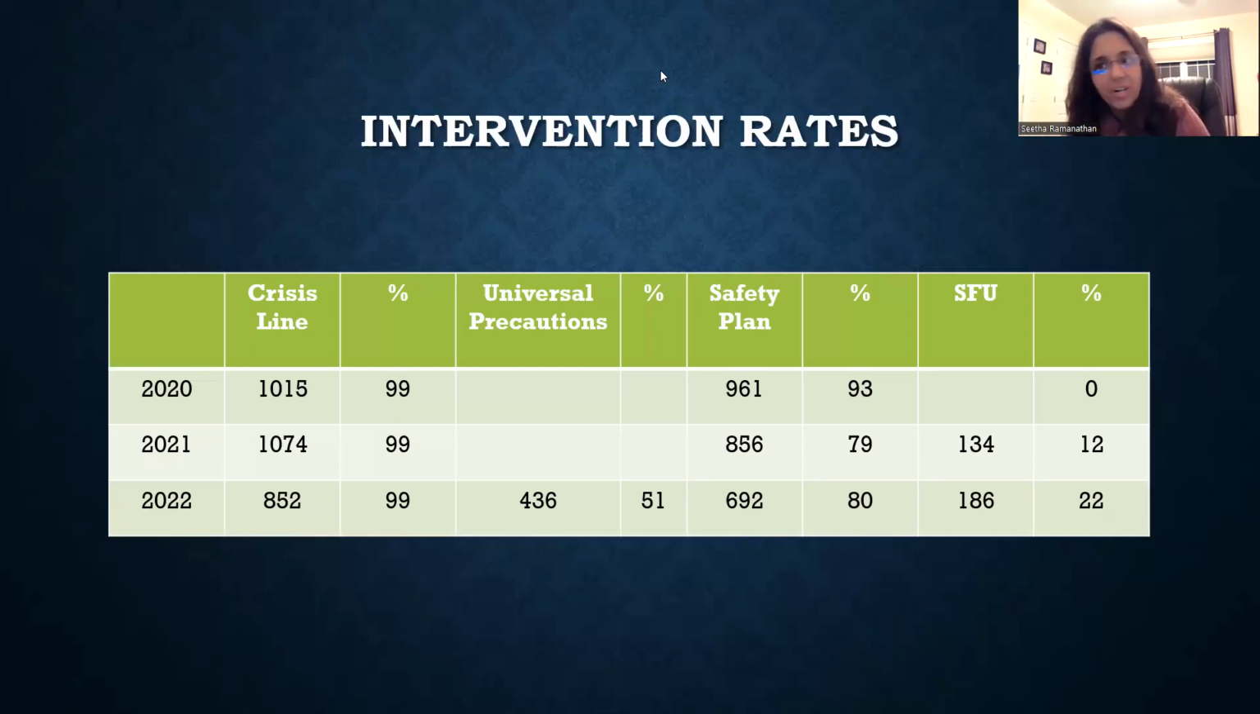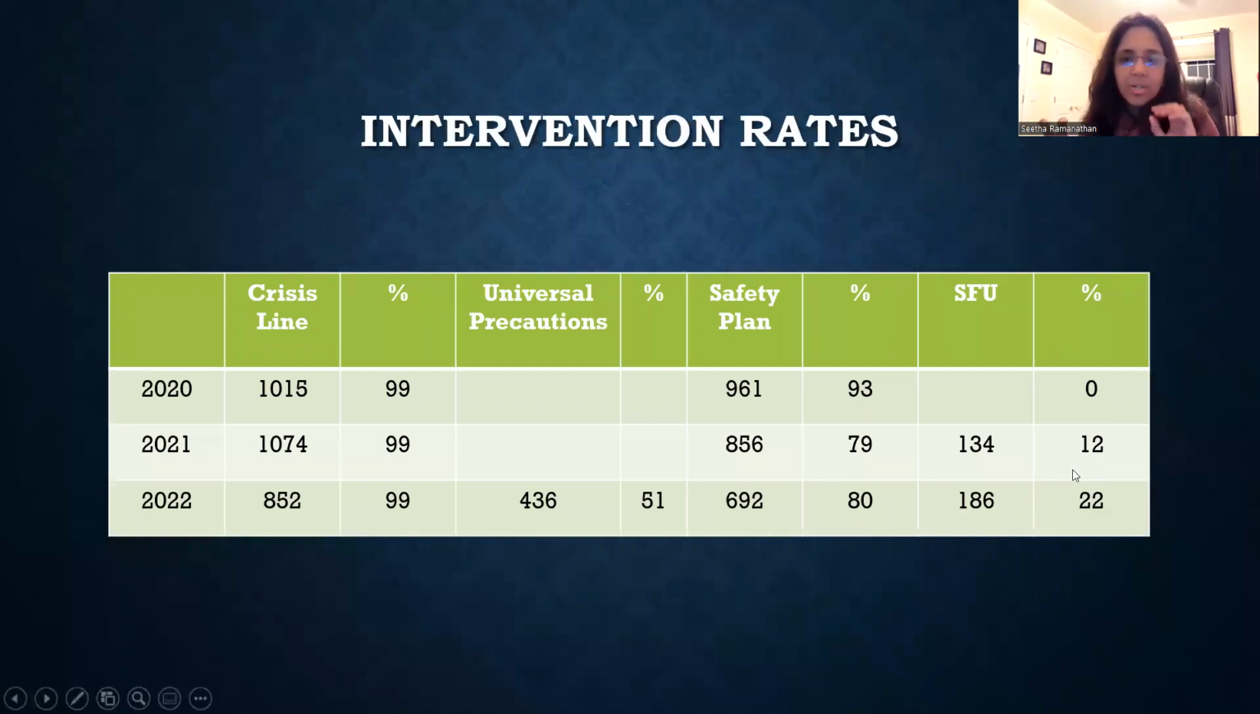Universal precautions, we didn't do a great job, only 50%. And safety plans started, we began with a bang, 93%, and even during the pandemic we were very high, and then we went down, and now we are trying to go up. We're trying to do better again, but I still don't think we are doing a great job, right? Now, what we did was we shifted our focus to the structured follow-up phone calls.